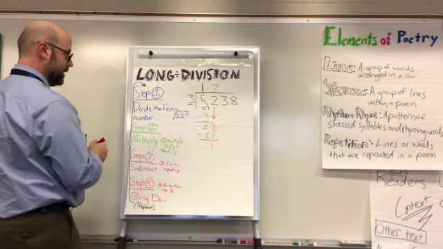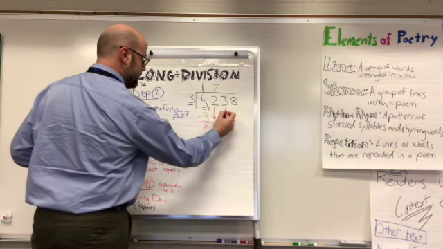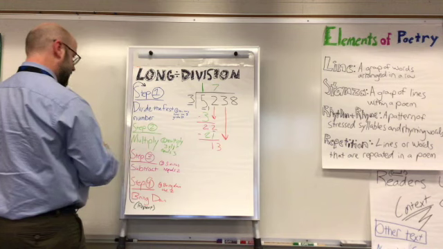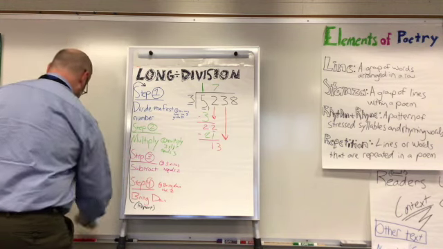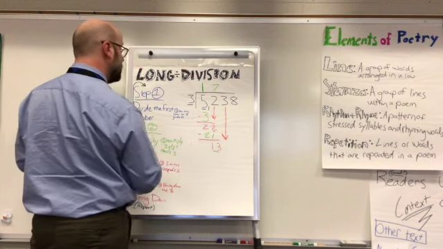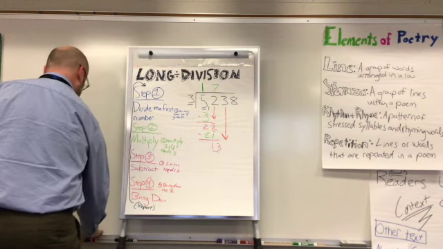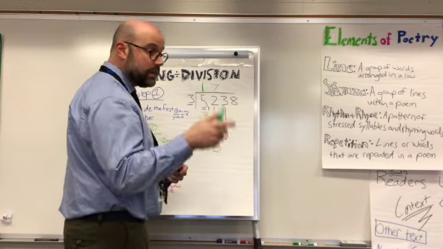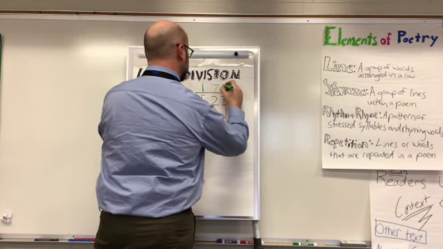Step 4, bring down the next number. So we're going to bring down the 3. How many times does 3 go into 13? That is 3, 6, 9, 12. That's 4.